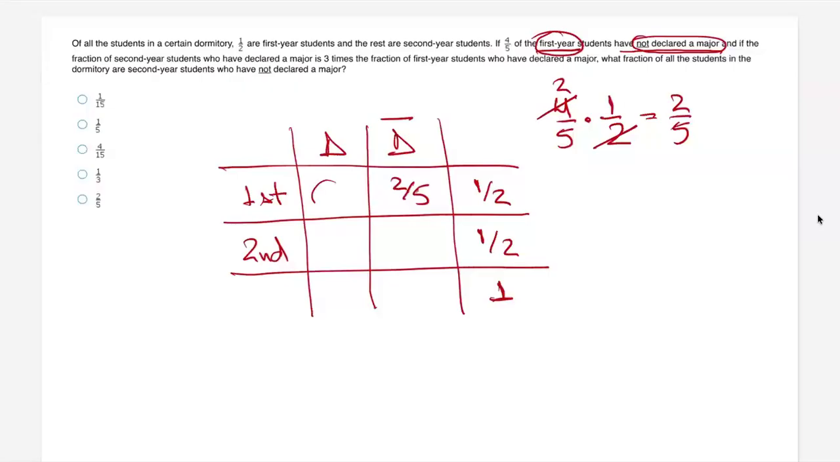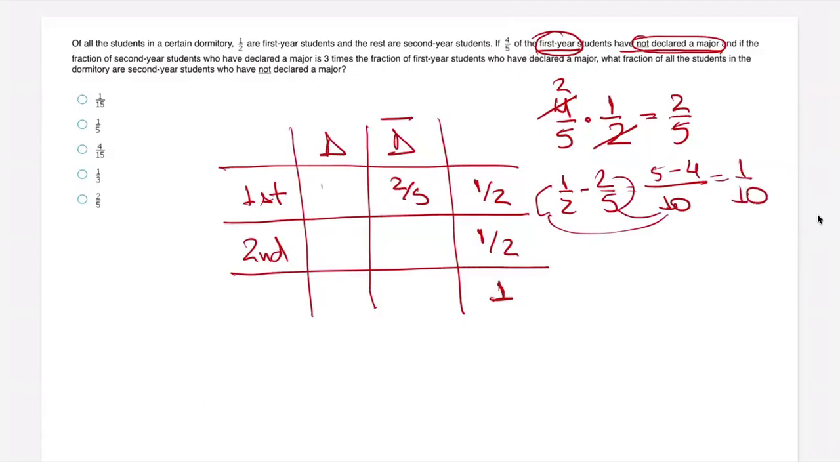So I can find this now. This plus 2/5 is a half, so a half minus 2/5 is the first year who declared. The least common multiple is 10, divided by 2 is 5, times 1 is 5. 10 divided by 5 is 2, times 2 is 4. So it's 1/10. Okay?